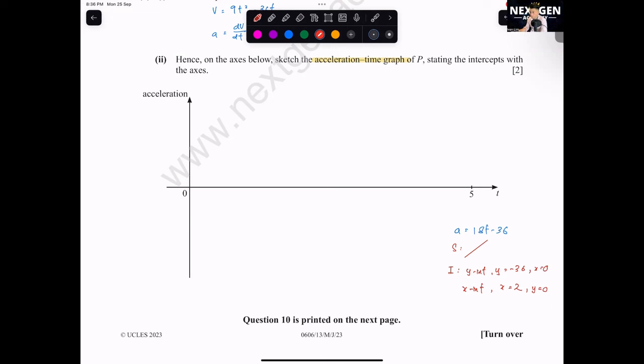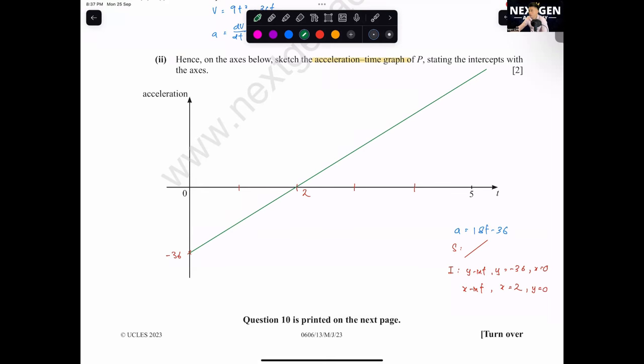So plot out the points. Here I got 1, 2, 3, 4, and 5. So at 2, you will intercept. Then we just roughly estimate the negative 36. Let's put it here. Negative 36. Draw a straight line like this. Okay, done.